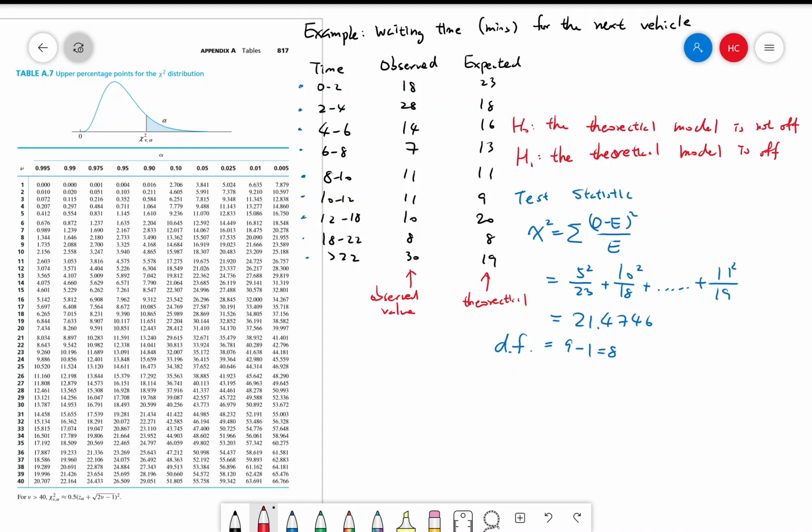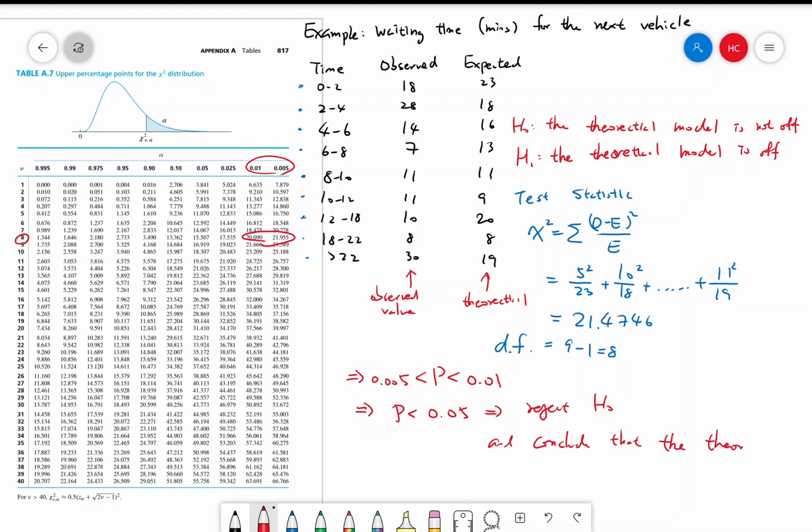So now we look for row number 8, and we look for the number 21.4746. Notice that 21.4746 is between these two numbers, so the p-value is between these two numbers. So the p-value is between 0.01 and 0.005. In particular, p is less than 0.05, so we can reject H0 and conclude that the theoretical model is off.